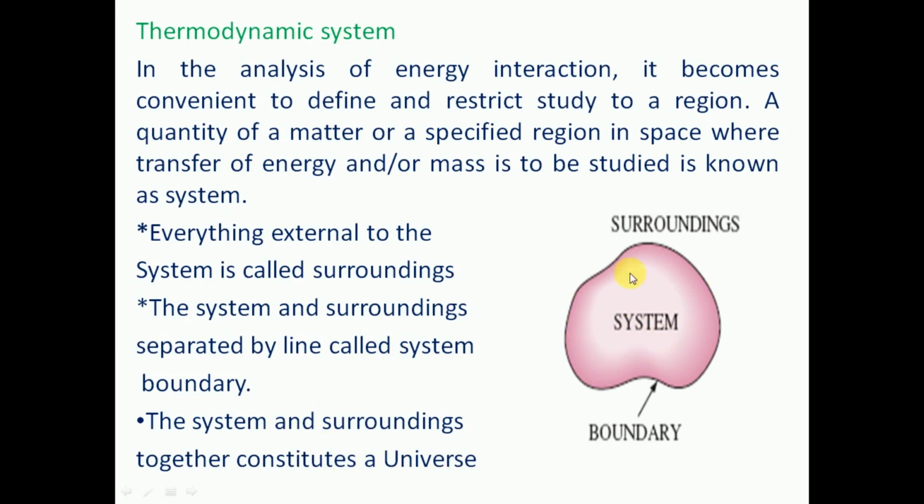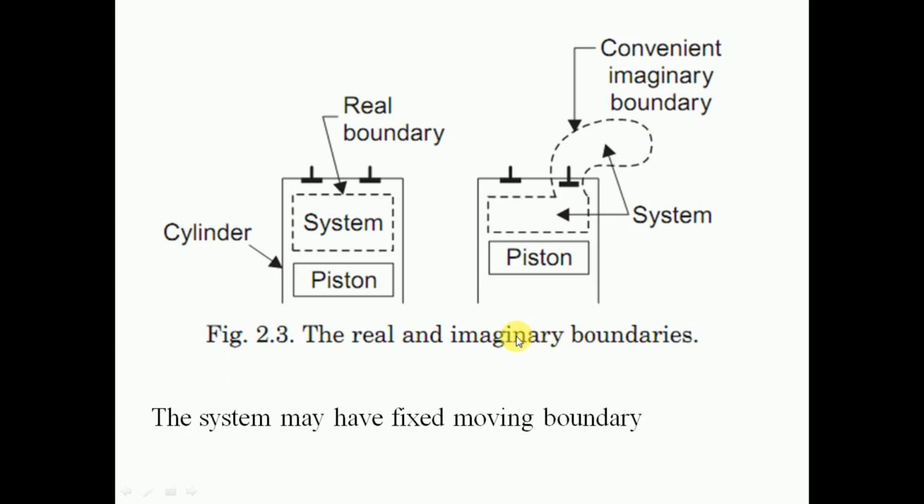This may be a quantity of matter or a region in space, in which our study is focused, and everything external to that is called surroundings. Then the surroundings and system are separated by a line called boundary or system boundary. The system boundary may be a real boundary or imaginary boundary, or fixed boundary or moving boundary.